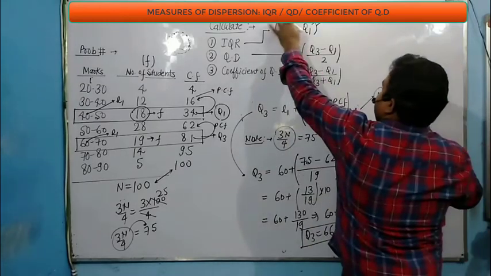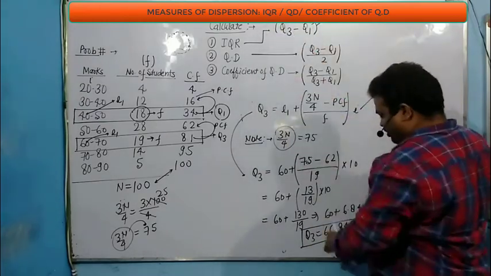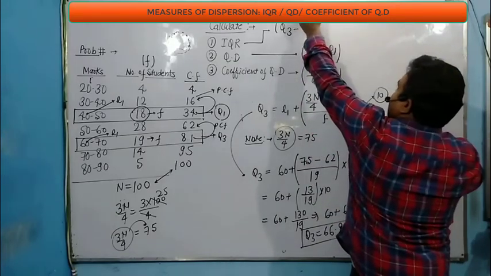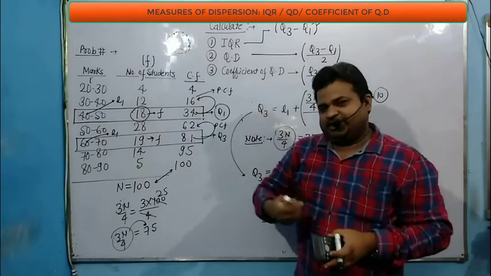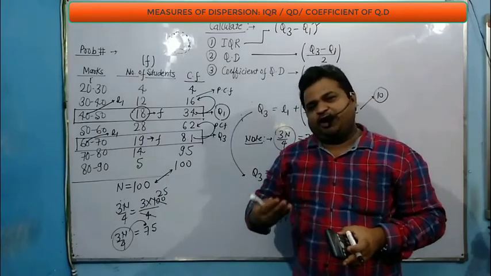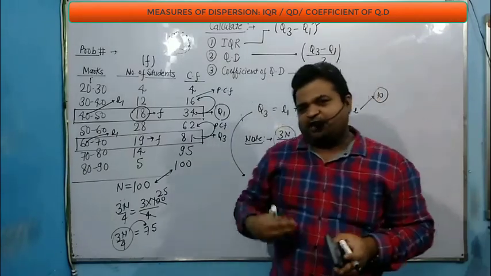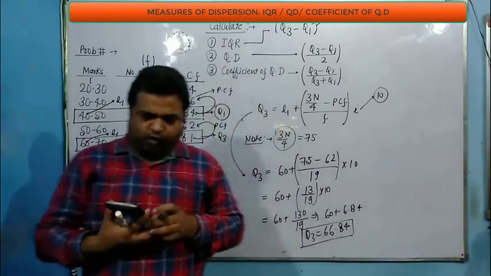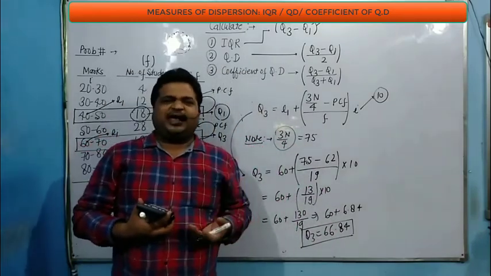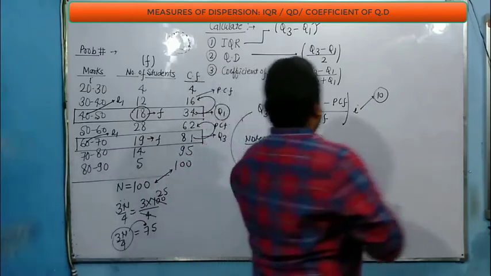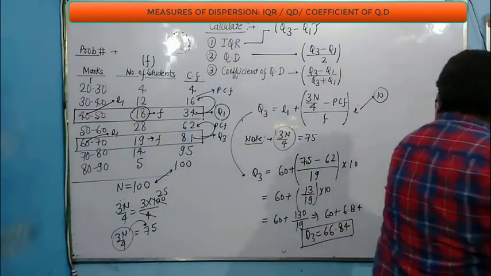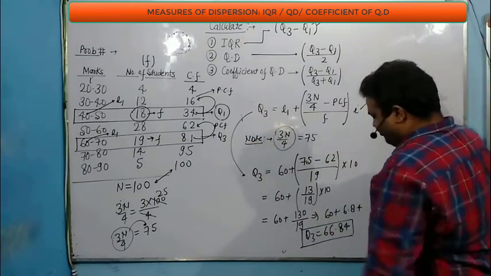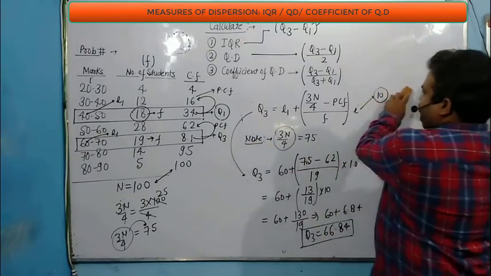Now I know Q3 value also. This Q3 value is what? 66.84. Now your question is easier because now you know what is the value of first quartile, what is the value of third quartile. So when you know Q3 and Q1, then every parameter is very easy to calculate. Now use each formula and calculate. First you note down this.